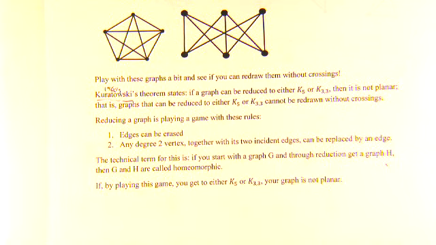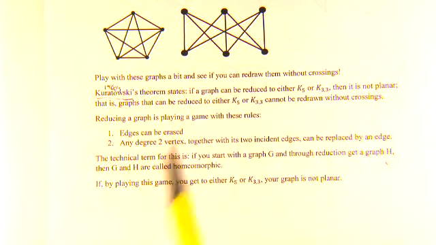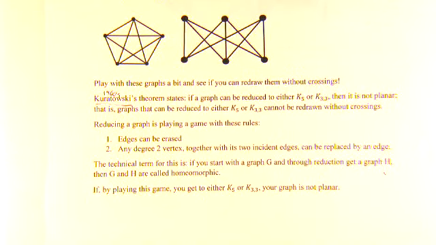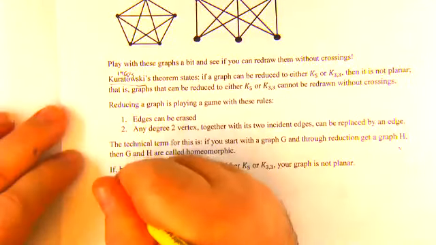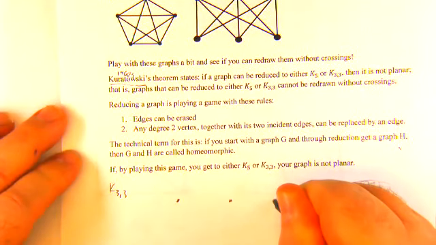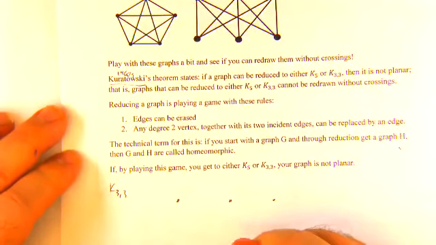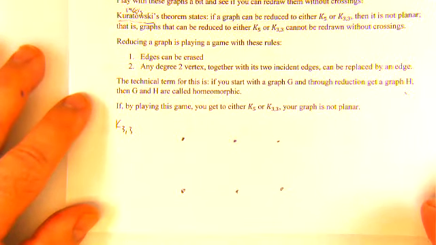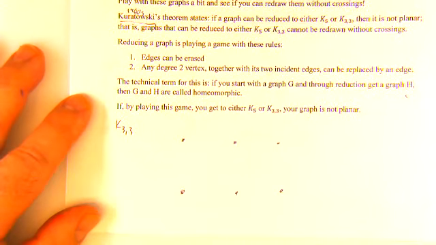And if one of these two graphs is a reduction of the graph you started with, then the graph you started with cannot be redrawn without a crossing. So just as a little note about K33, about what the problem is. K33 is 6 vertices, and they need to connect everything in the top row to everything in the bottom row and vice versa.